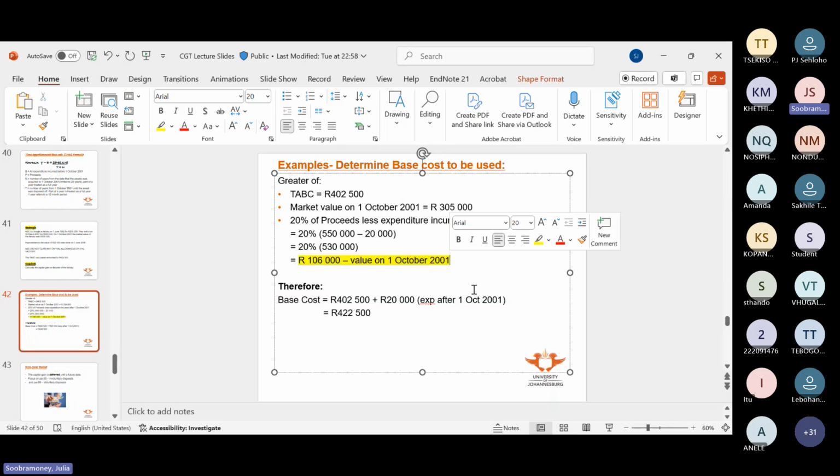That is my value. Now I need to determine what is my final value on the date that I sell it. Okay. So what is my final value going to be? So, sorry, that's not the final value. I'm wrong. Let's just do this. I don't want to confuse you now.